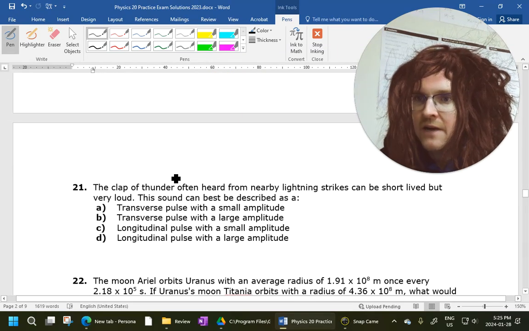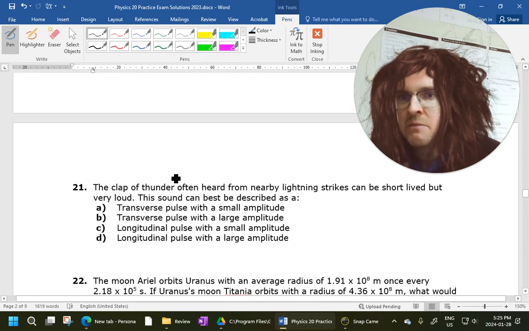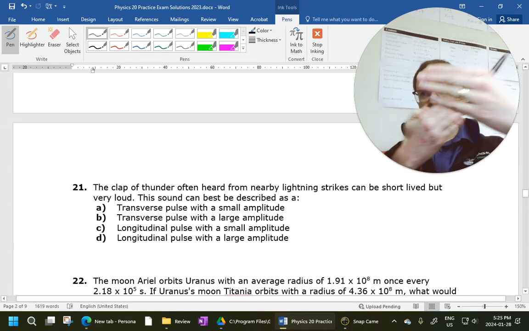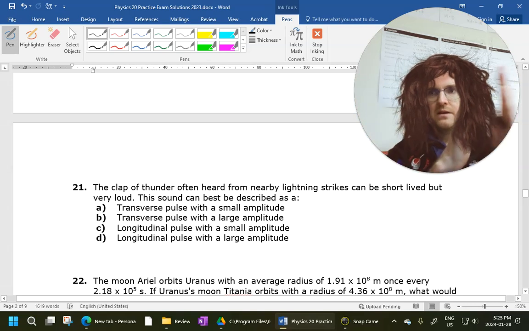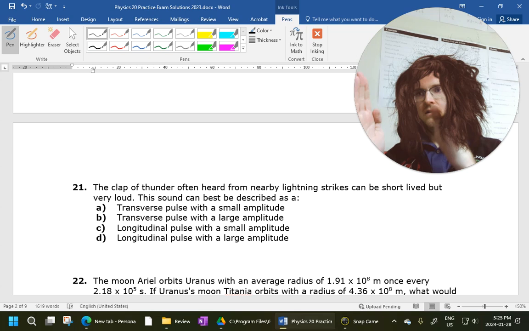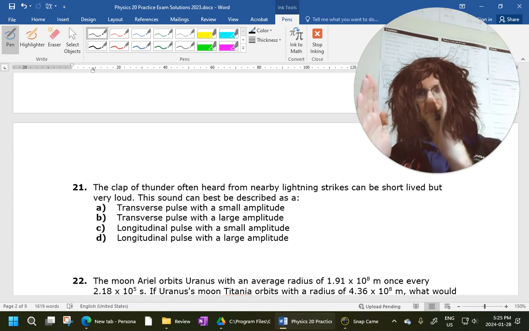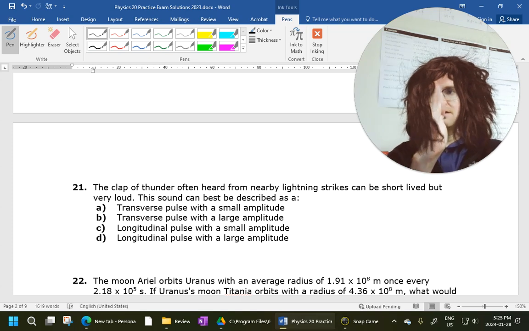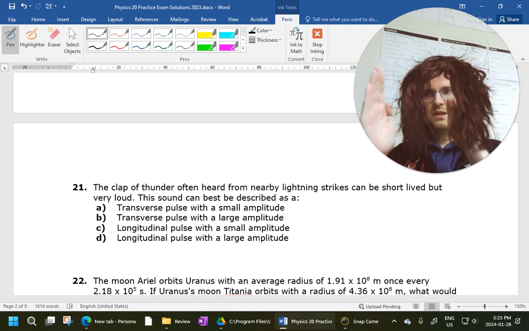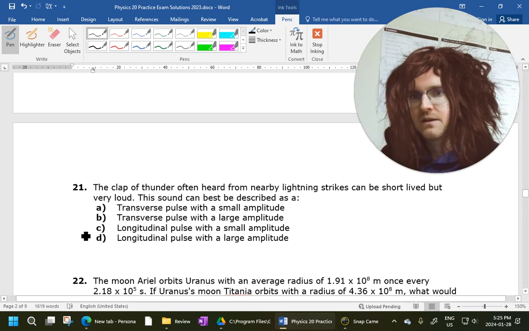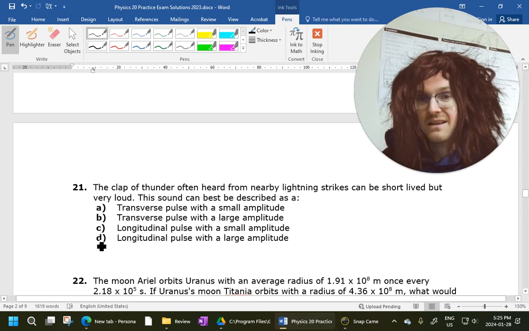A thunderclap is often heard from lightning strikes that are short-lived but very loud. The sound can be described as a longitudinal wave. Now, sound is a compression wave where the air kind of compresses. So imagine the air in the middle here. It's going to compress. Let's put this hand in the middle. That's better. So it's going to compress that wave, push the next, and compress and push all the way down. So that's going to be longitudinal. And lightning produces huge claps, so really loud. So we're going to say loud amplitude.